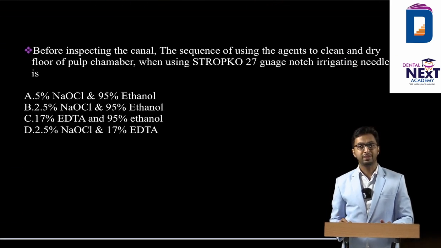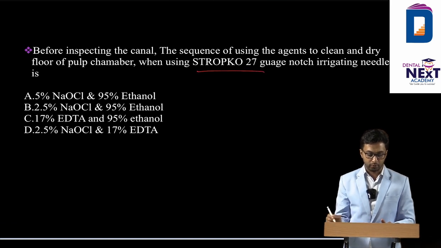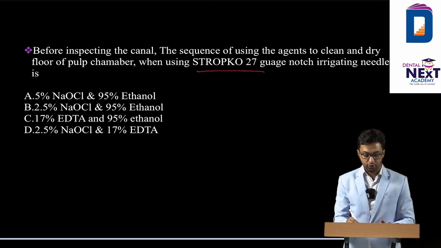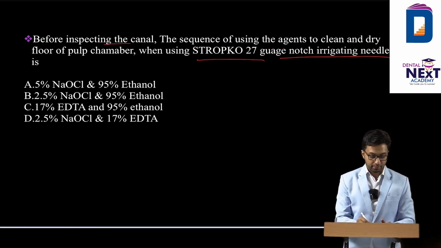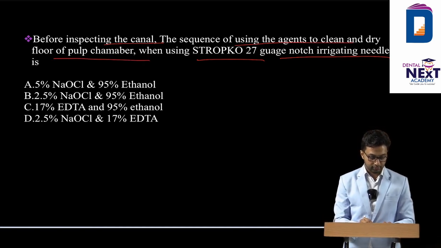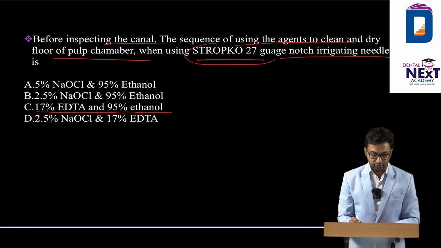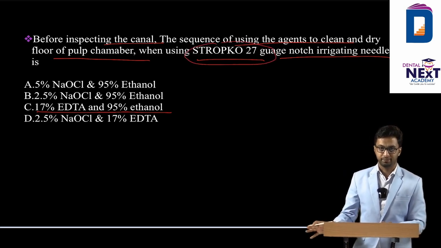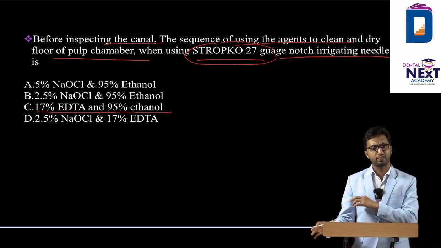Now a similar question was asked the next year, but this time they slightly added something known as a Stropko 27 gauge needle. There was nothing else new. The question was the same: before inspecting the canal, the sequence of using the agents to clean and dry the floor of the pulp chamber is, the answer is very simple, 17% EDTA and 95% ethanol. The only thing they added here is to confuse you. This is very common. They'll give you some image, or simply some description, but the question is very simple.